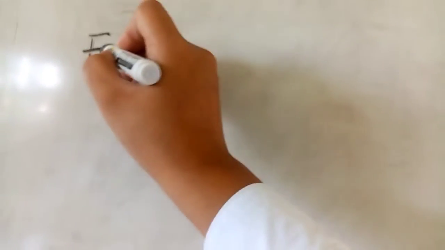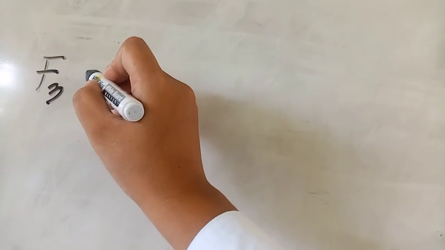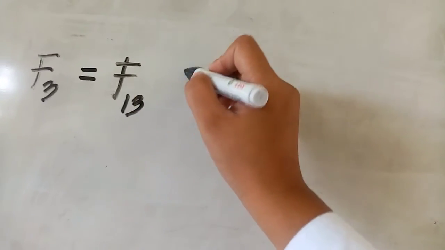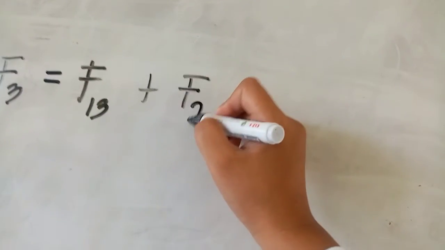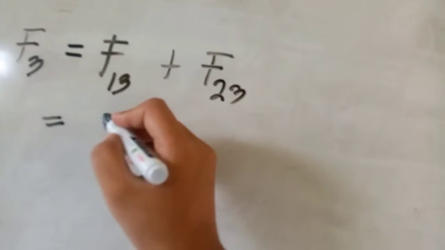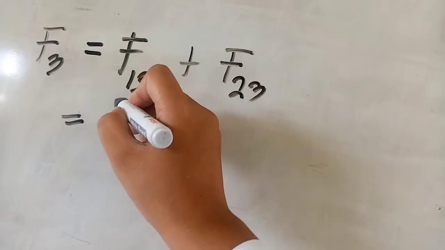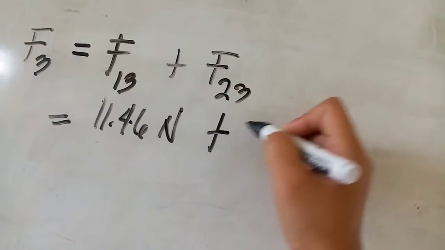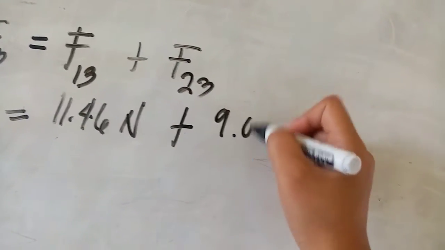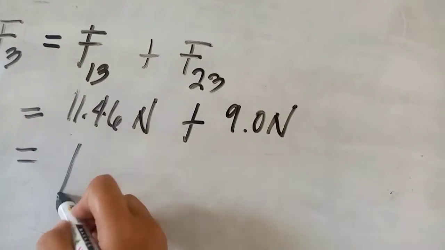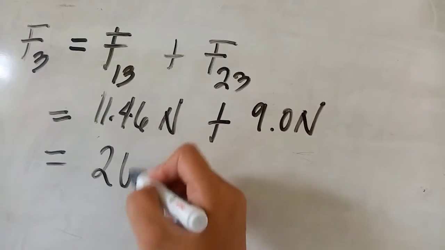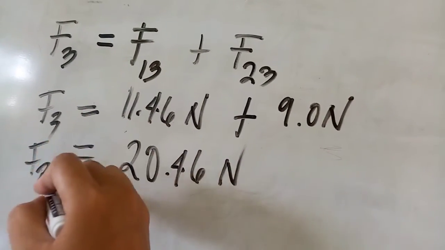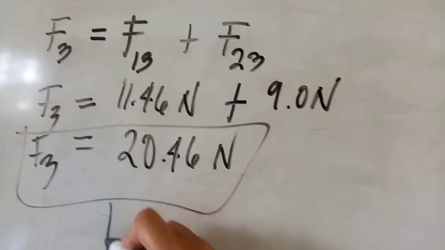Hence, our resultant force at charge 3 is equal to the force of 1 on 3 plus the force of charge 2 on 3. Substituting the values, the force of 1 on 3 is 11.46 newton plus the force of 2 on 3, which is 9.0 newton, and you will get 20.46 newton. And this is our resultant force.